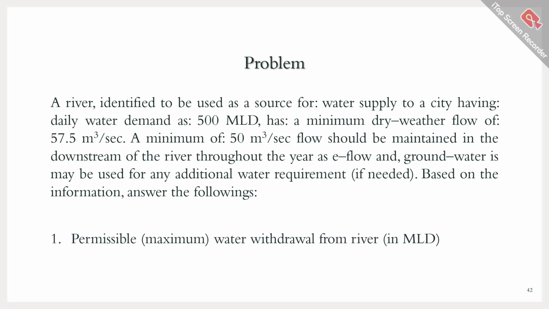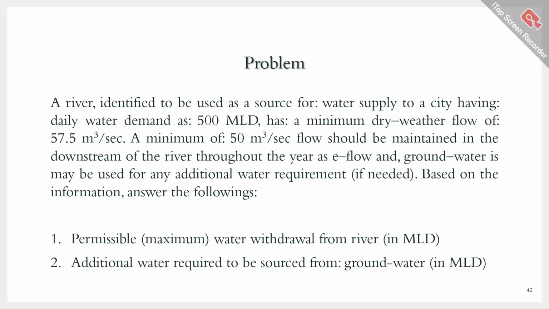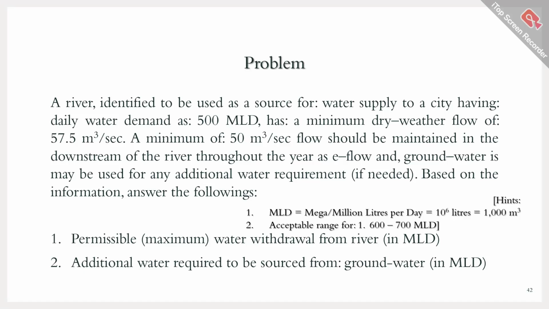Number one is permissible, that is maximum water withdrawal from the river in megaliters per day. Number two is additional water required to be sourced from groundwater in megaliters per day. Hint is 1 MLD, that is mega or million liters per day, equals to 10 to the power 6 liters, which is 1000 meter cube. And number two hint is acceptable range for option 1 will be 600 to 700 MLD. The water demand you can take within this range.